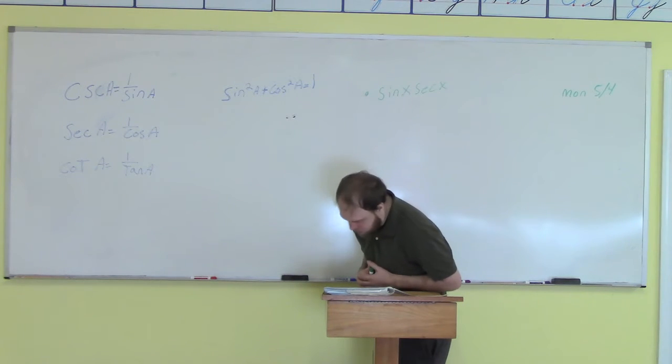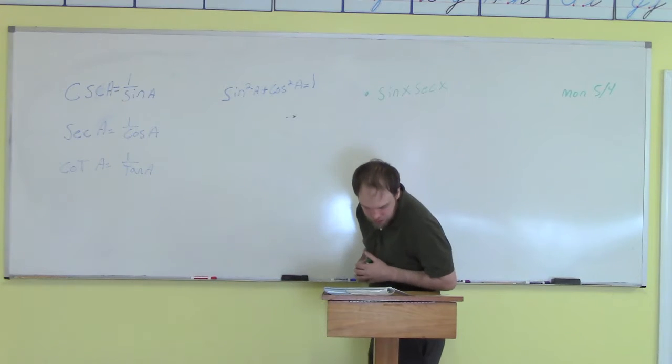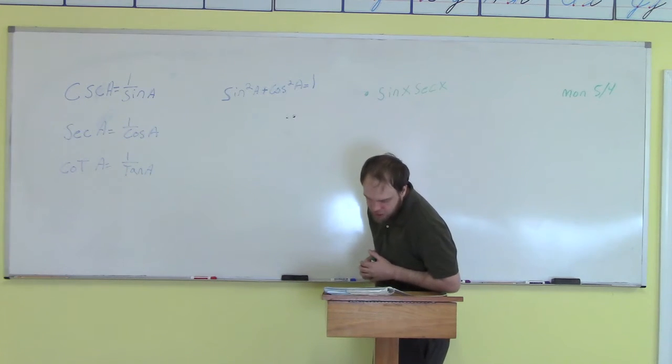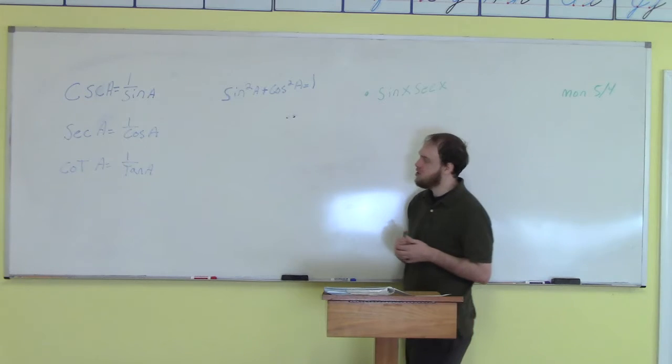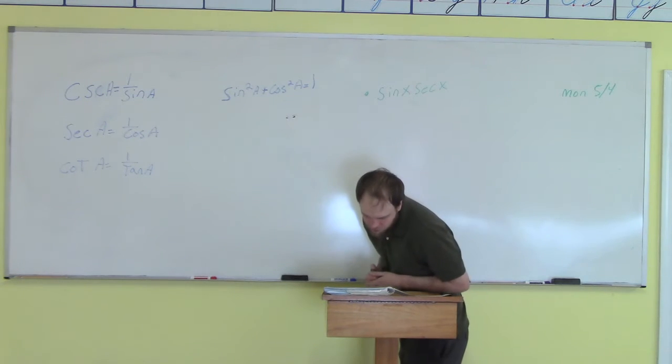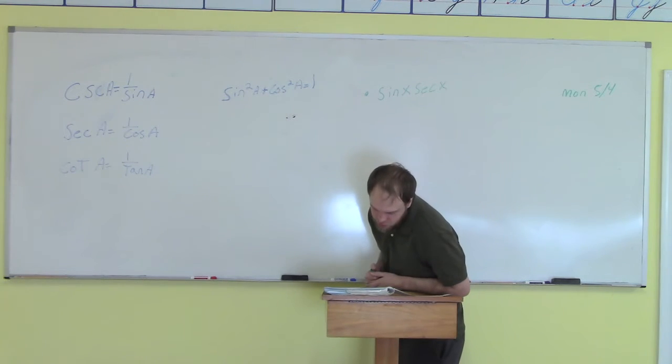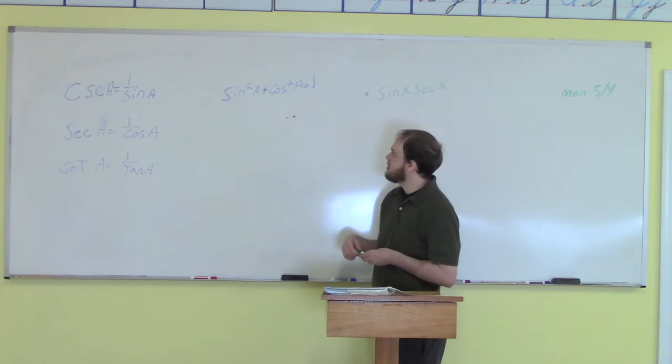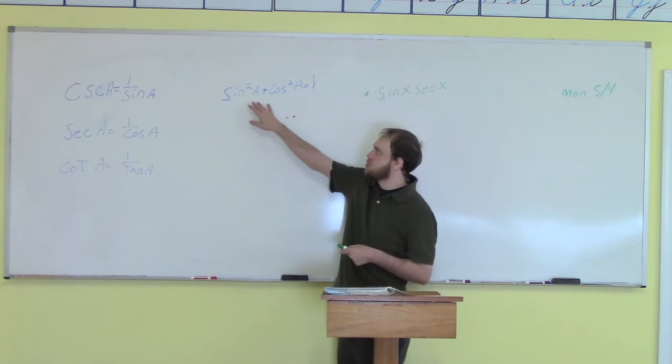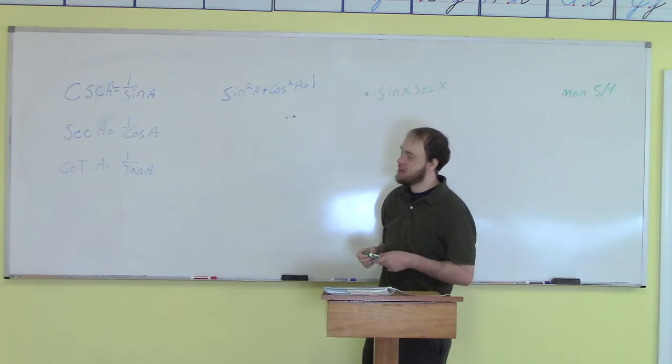Theorem 14.3 on page 601 gives you the sum of squares identity, and it says that for any angle x, sine squared of x plus cosine squared of x equals 1. So sine squared plus cosine squared equals 1.